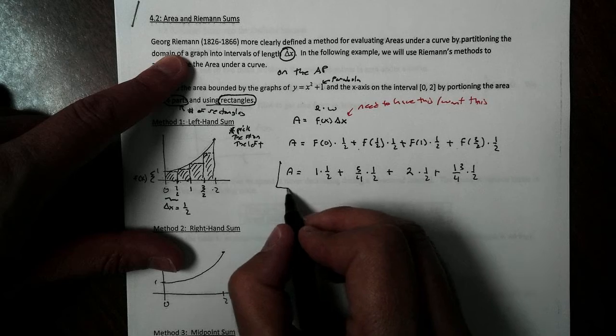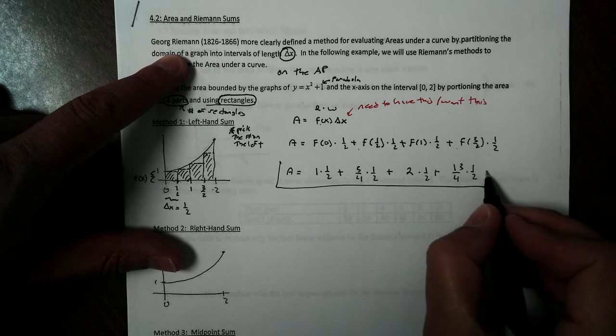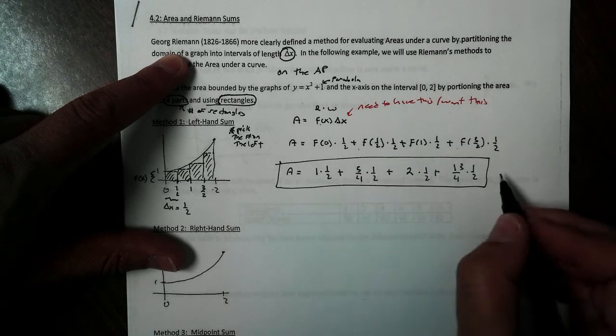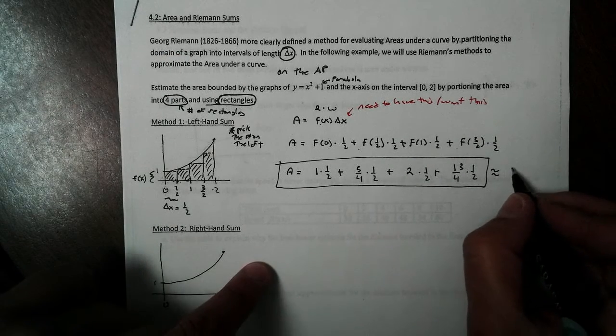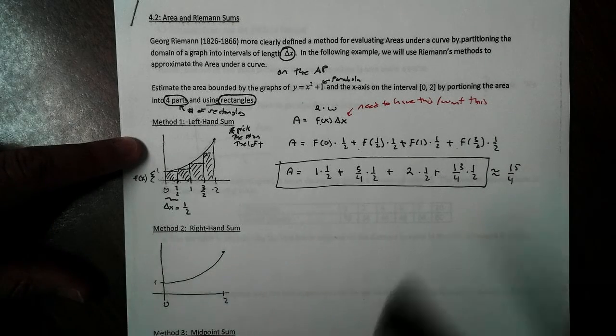And you leave this. AP's okay with that. Just leave it alone. Although, if you're like, man, you don't know where I come from, my parents make me simplify, you would get 15/4. Now, that's my estimated area.